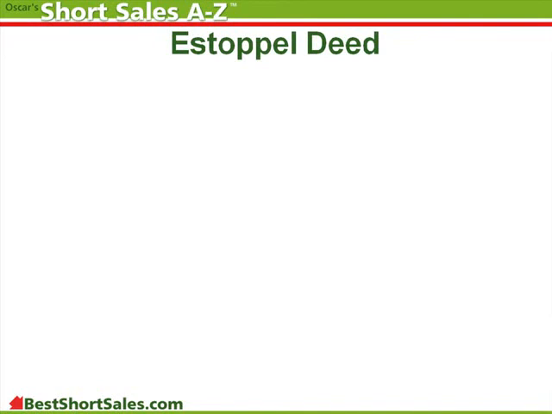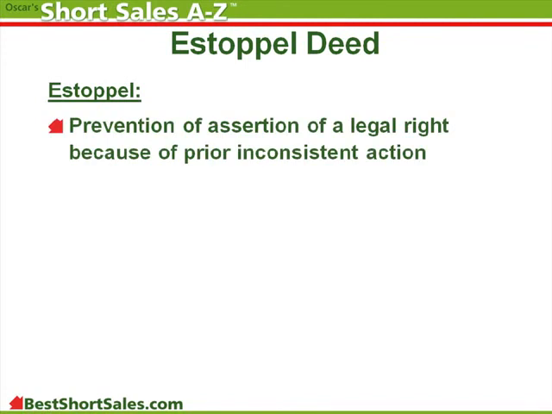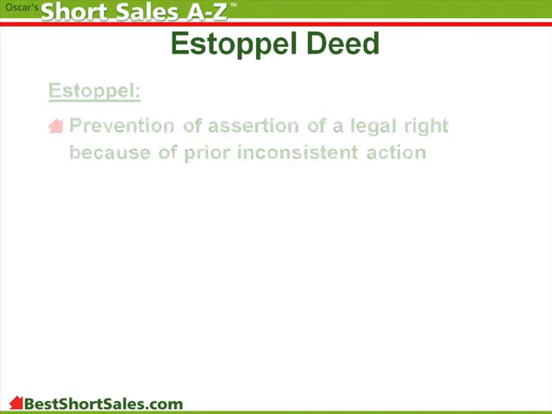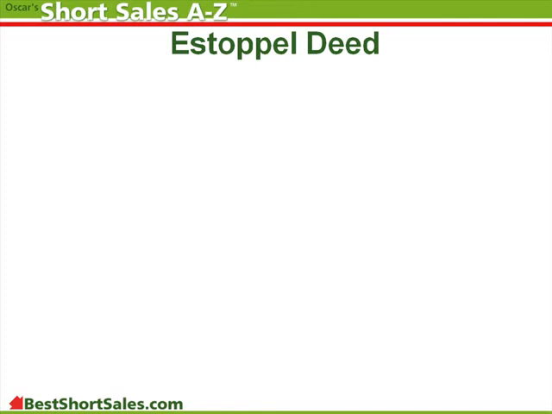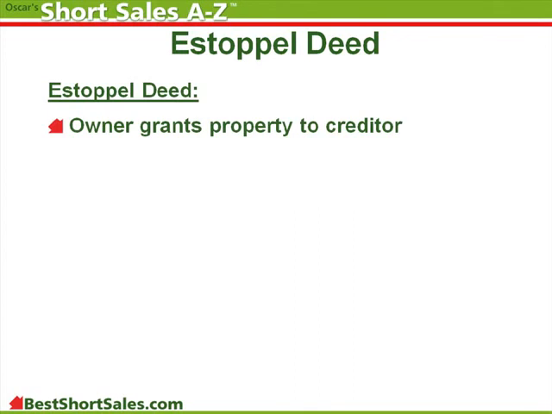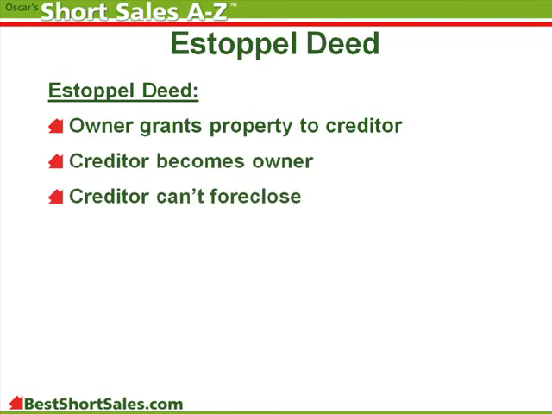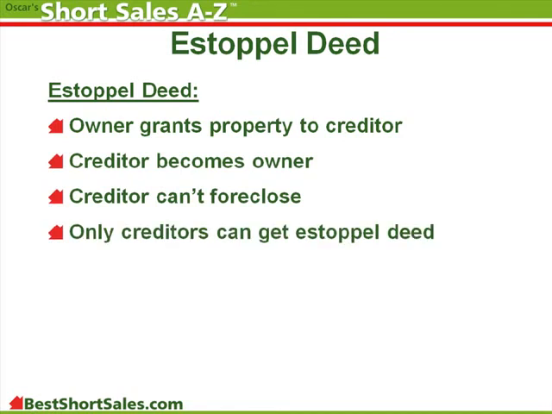Estoppel deed. Estoppel deeds are often misunderstood and thus misused. Estoppel definition. An estoppel is the prevention of one from asserting a legal right because of prior actions inconsistent with the assertion. This is how an estoppel deed works. In an estoppel deed, or deed by estoppel, the owner grants the property to the foreclosing creditor. If the creditor becomes the owner of the property, the creditor is prevented from foreclosing. Thus the term deed in lieu of foreclosure.